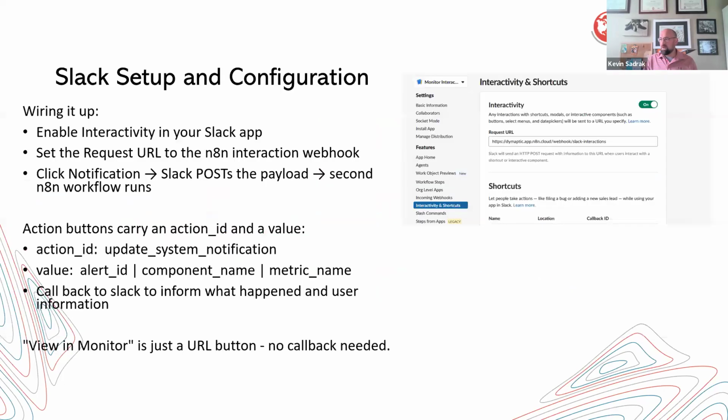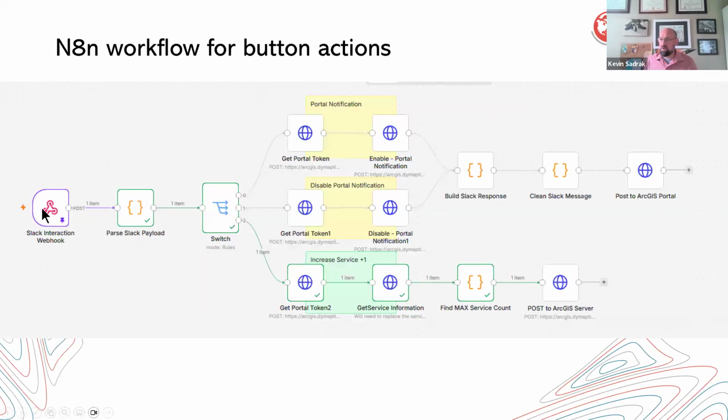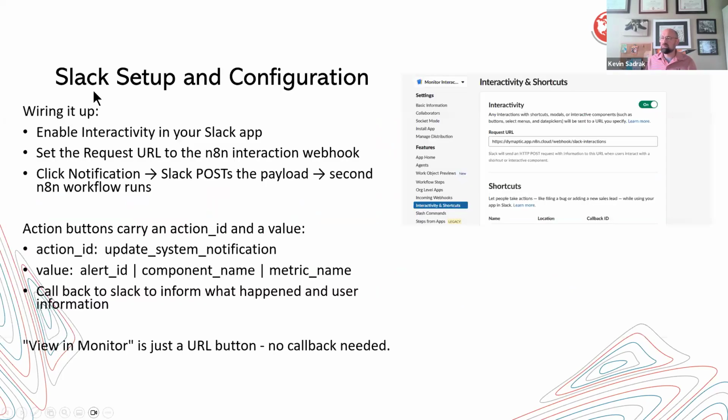So inside of Slack, let me flip back to the other slide. This first item here, the Slack interaction webhook, is you have to enable interactivity inside of Slack. Same thing for all the other ones, but in Slack, you go into the administrative console, you create an app, and then you enable interactivity. This one is my monitor interactions, and you can see down here I have interactivity and shortcuts.